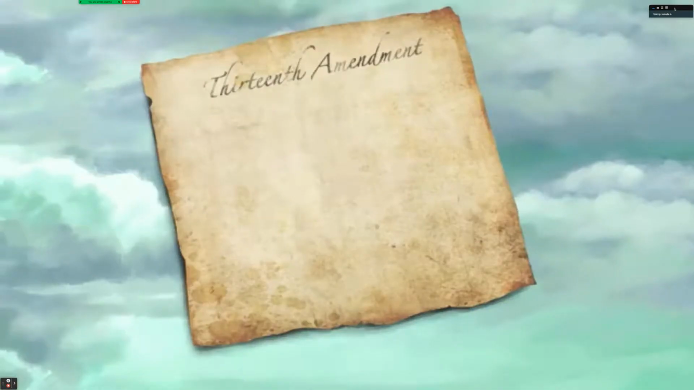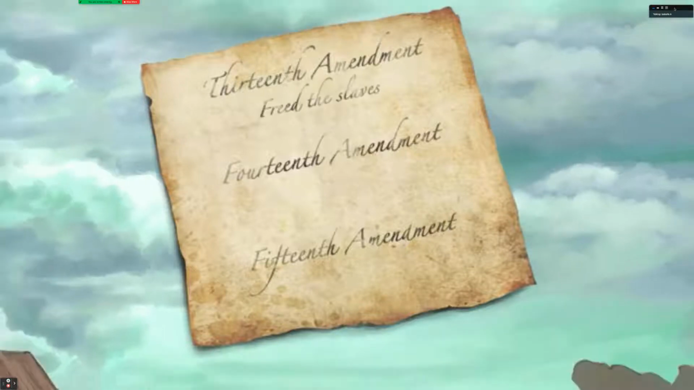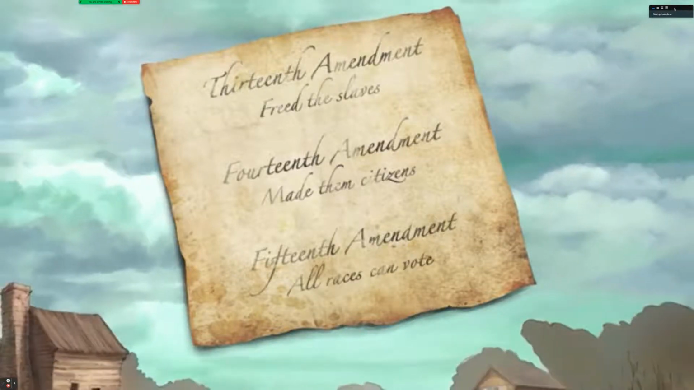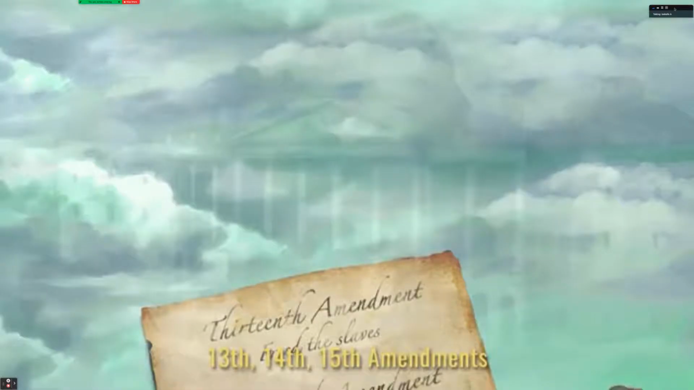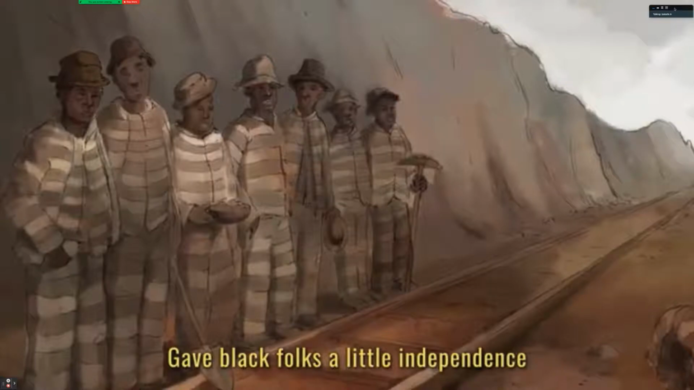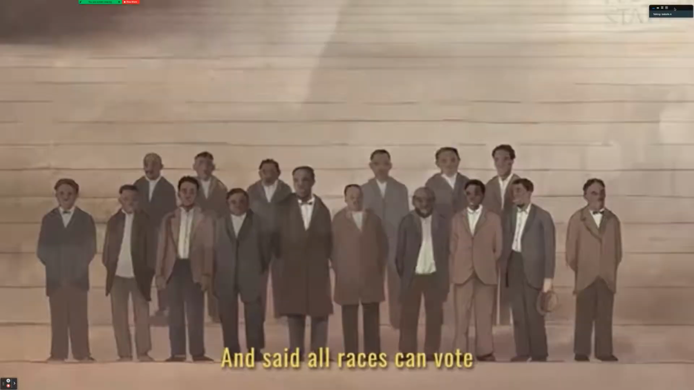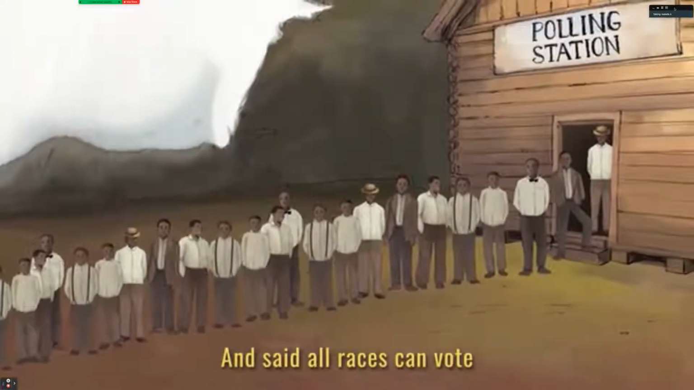13th, 14th, 15th Amendments gave black folks a little independence. They freed the slaves and made them citizens and said all races can vote. They were significant.